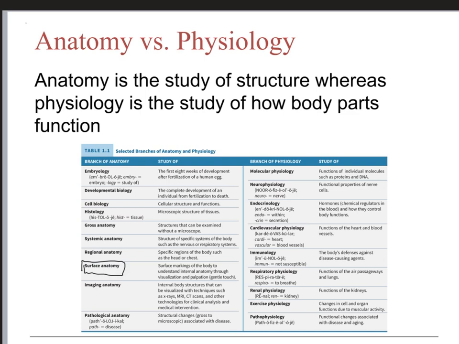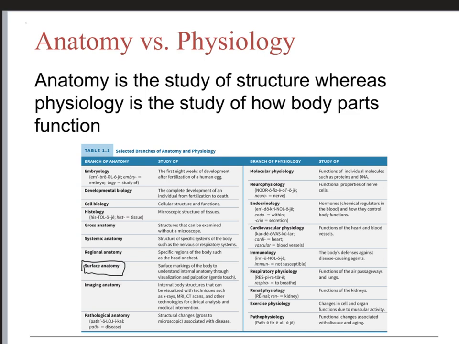So surface anatomy are surface markings of the body to understand internal anatomy through visualization and palpation. Next is imaging anatomy, which is using clinical techniques like X-rays, MRIs, CAT scans to look at the body, and pathological anatomy. So when we talk about pathology, we're talking about disease.